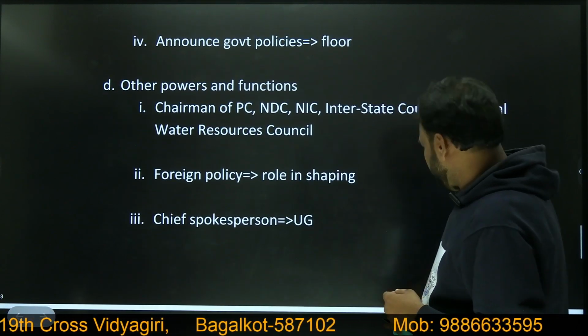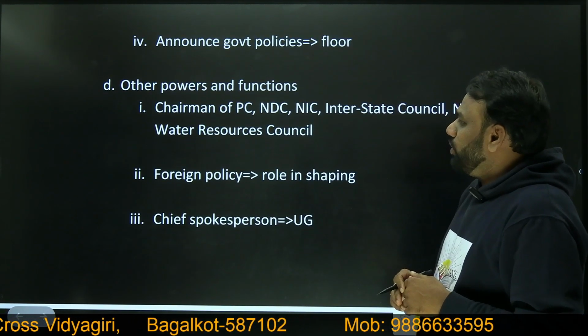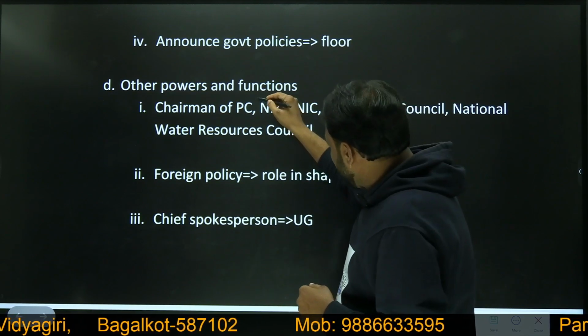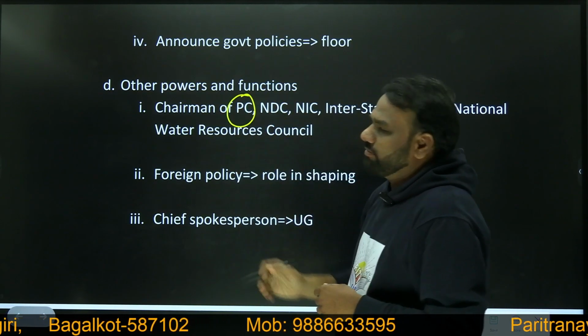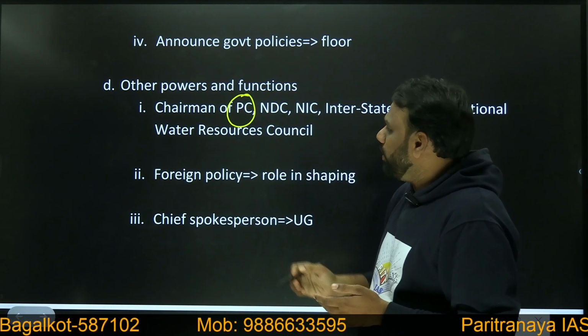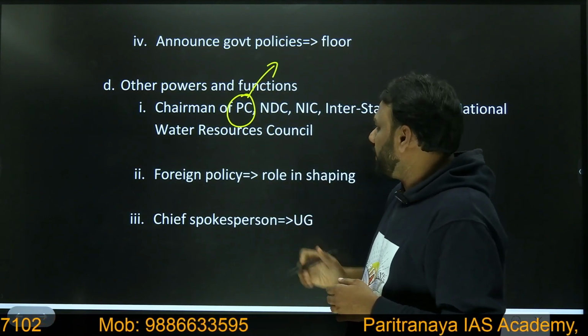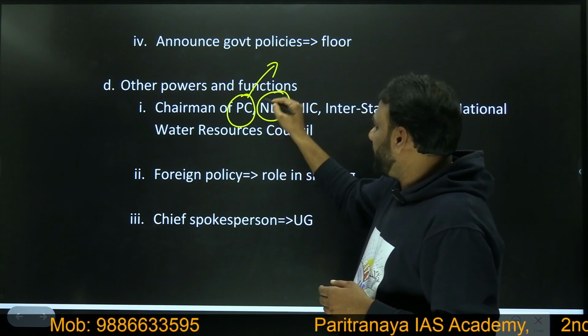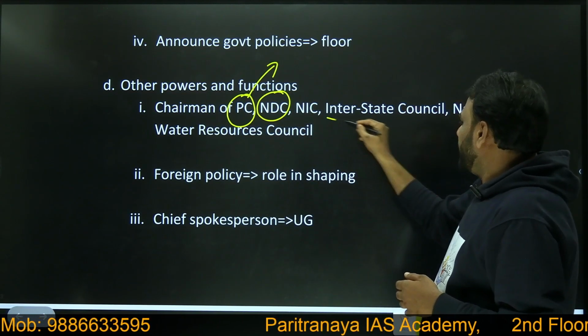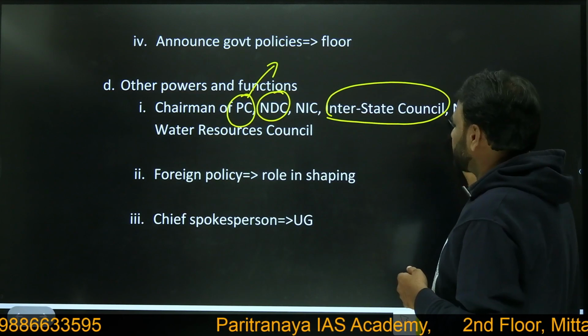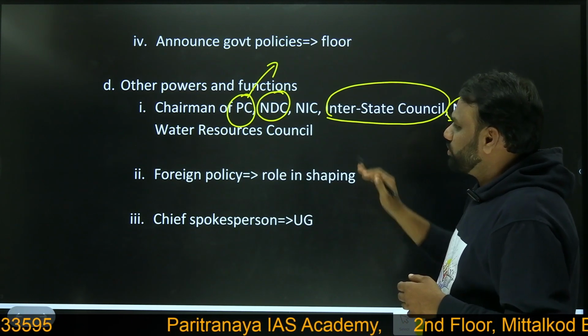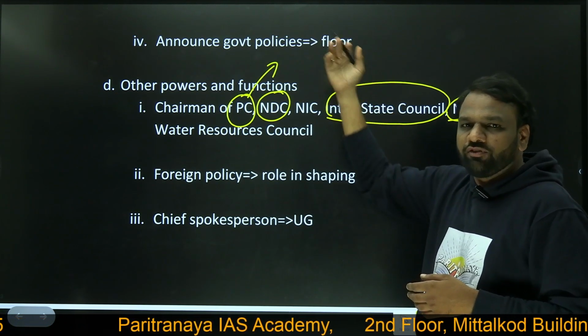Next, apart from that, the Prime Minister is the chairman of the Planning Commission. PC is Planning Commission, but now the Planning Commission does not exist. It has been replaced by Niti Aayog. Similarly, he is the chairman of the National Development Council. Next, he is the chairman of the Interstate Council. Next, the National Water Resources Council. So we will be discussing these various bodies in the forthcoming classes.